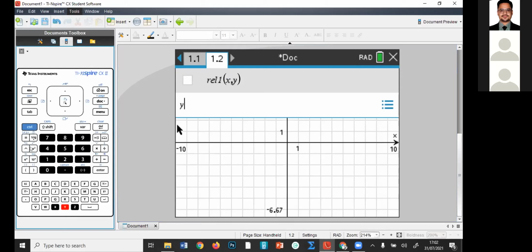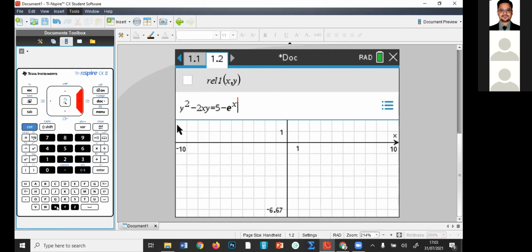y squared minus 2xy is equal to 5 minus e raised to the power of x. We can write this relation, but when you enter, then you will get an error message. Anyone, why do we get an error message here? Why can't we draw this relation?